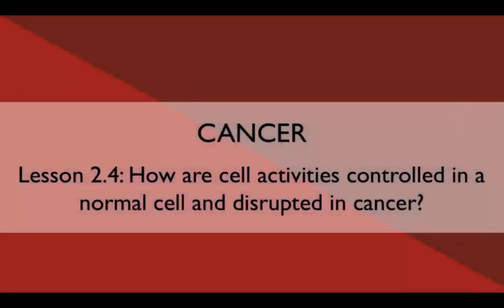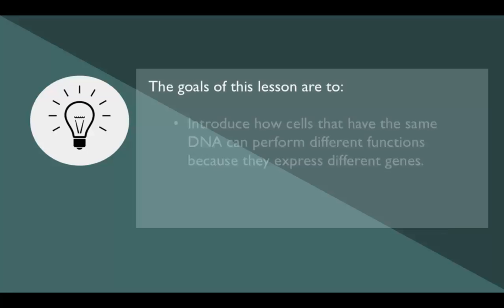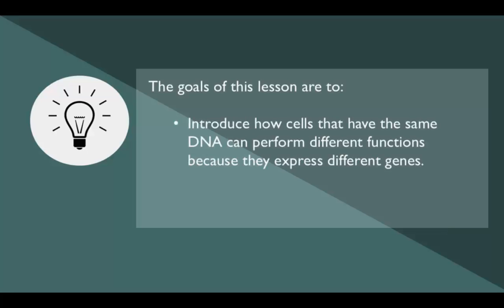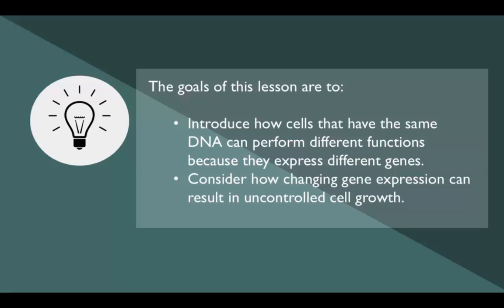Welcome to Cancer Lesson 2.4, How are cell activities controlled in a normal cell and disrupted in cancer? The goals of this lesson are to introduce how cells that have the same DNA can perform different functions because they express different genes, and consider how changing gene expression can result in uncontrolled cell growth.